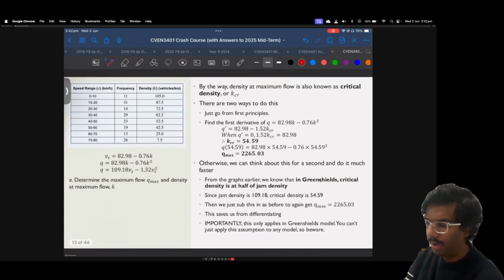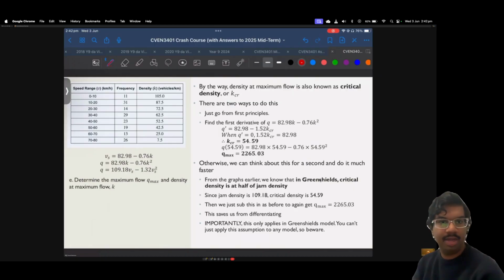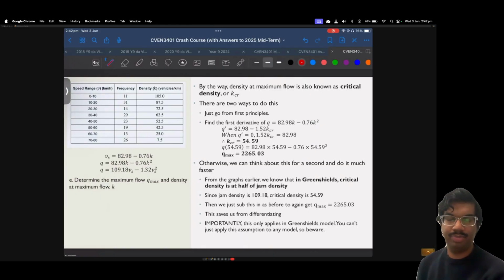So, part E, okay, so we now have 3 equations. We have Vs equals 82.98 minus 0.76k. We have Q equals 82.98k minus 0.76k squared. And we have Q equals 109.18 Vs minus 1.32 Vs squared. So part E is determine the maximum flow, Q max, and density at maximum flow, K.